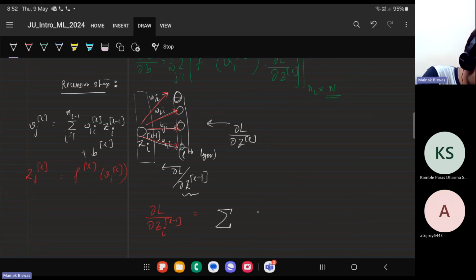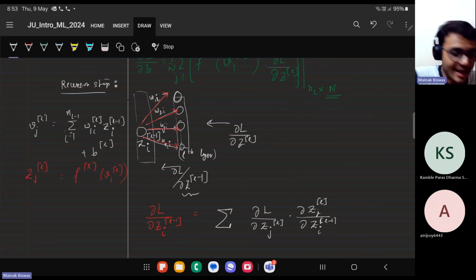It has to be the sum over j of dL/dZ_j of the Lth layer times dZ_j of the Lth layer with respect to dZ_i of the L minus 1th layer. Yes or no? Because the L minus 1th layer gave inputs to all of these j's, j equal to 1 to N_L. Do you agree?